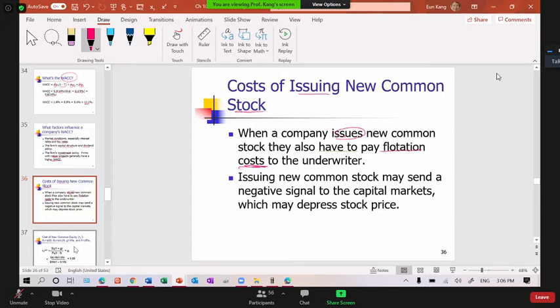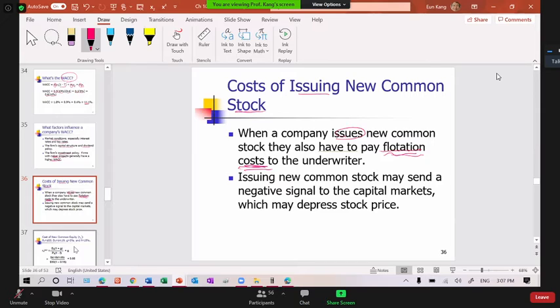Retained earnings is your money, right? You don't have flotation cost. But issuing new common stock, then you have to contact investment bankers. You have to print prospectus. You have to print the shares, all those costs. That will make your cash flow smaller because this flotation cost is cash outflow. So when you issue stocks, cash inflow, if people buy stocks, cash inflow to the company, but cash outflow is flotation cost. So you have to include that.